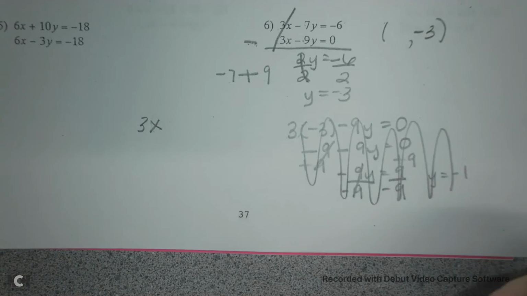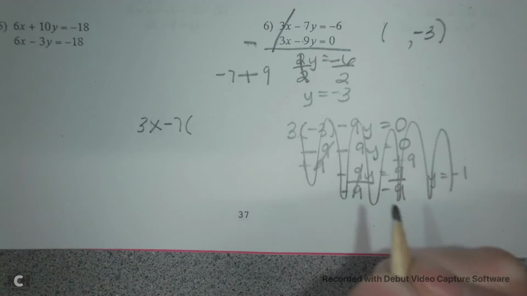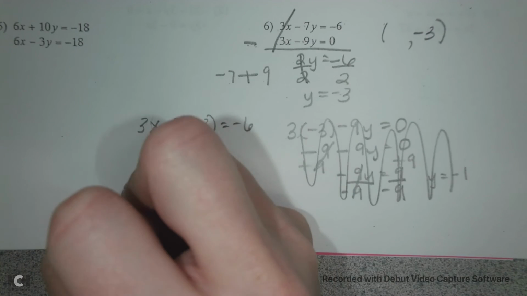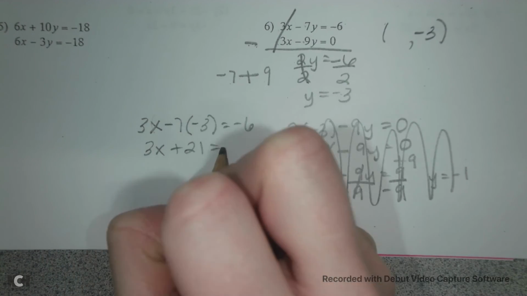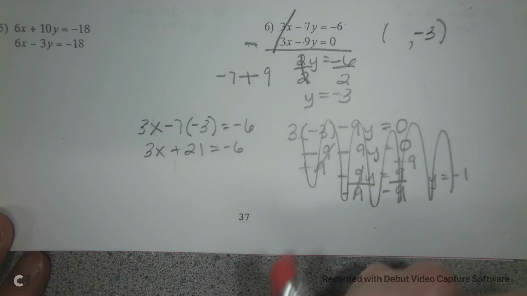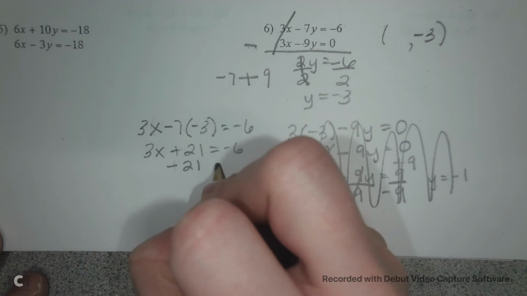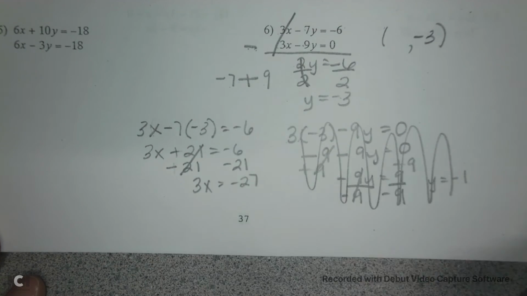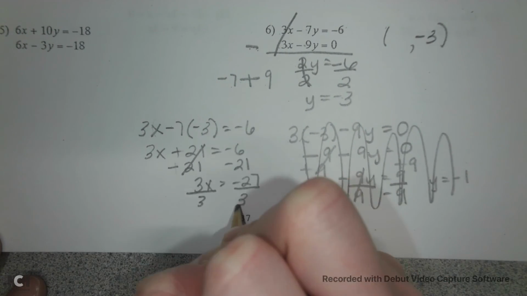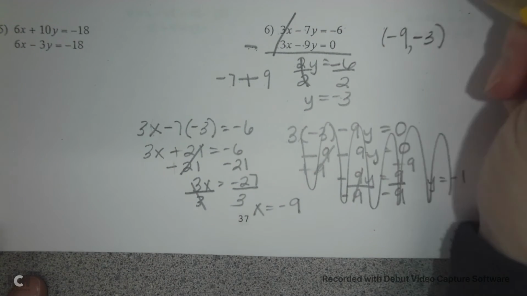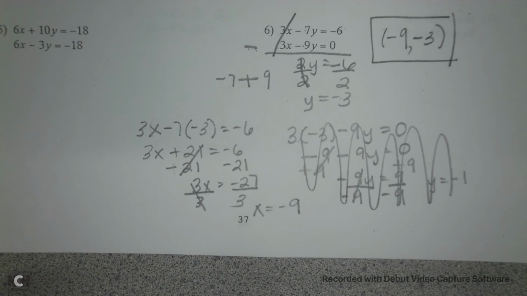3 times x minus 7 times negative 3 equals negative 6. 3x plus 21 equals negative 6. Wow. I'm struggling now. Minus 21 on each side. So 3x equals negative 27. Divide each side by 3. And x is equal to negative 9. Okay. Now we've got our right answer. Sorry about that. Make sure you have an x value and a y value for your answer.